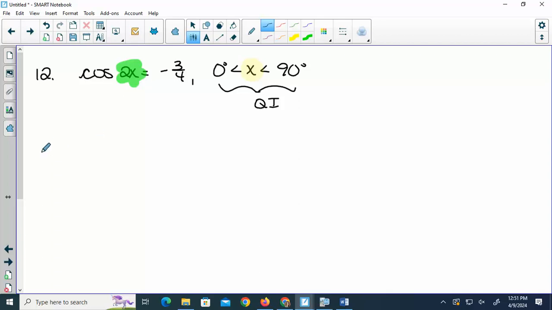I know my cosine 2x. We have 3 different formulas, so we just have to pick a starting point. If I wanted to find sine, cosine 2x, look at your formulas. Which one involves only sine?